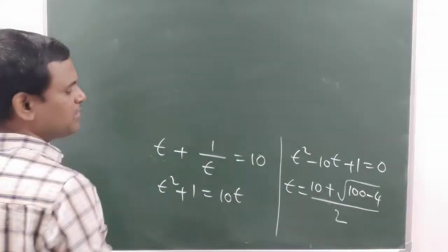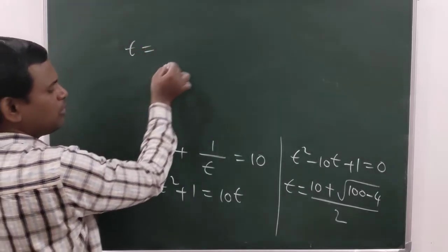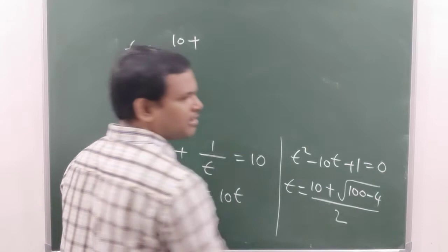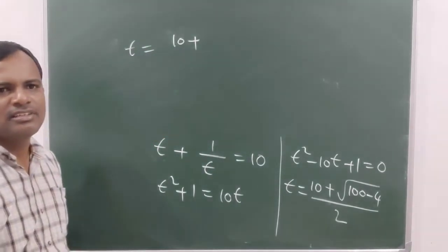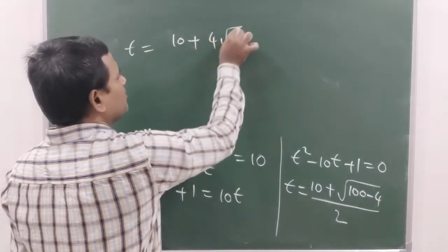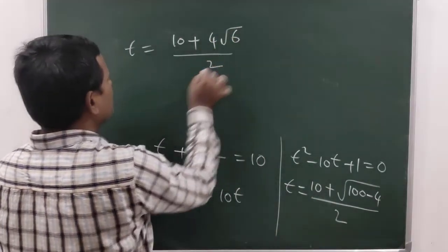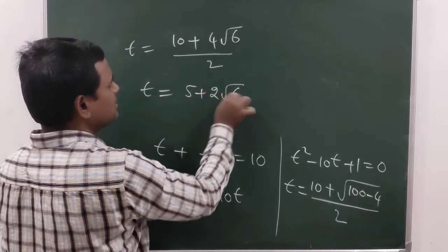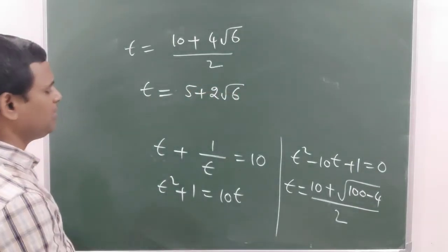Now if you simplify that, what do we get? t is equal to (10 + √96) by 2 will come here. So 96, 16 × 6 you can write. So 4√6 will come by 2. So when you simplify here, 5 + 2√6. This is the value of t.